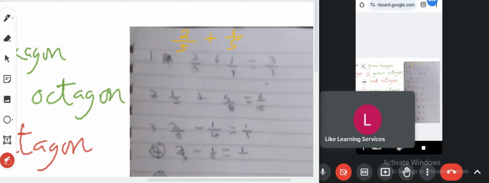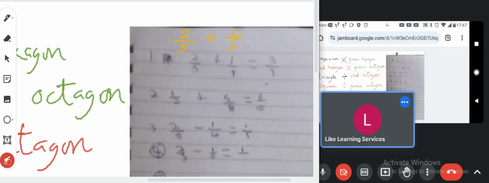Yes. The upper one is called the numerator. Do you know that? Yes. The lower one is called what? Numerator. No, the lower one is called what? Denominator. Yes, the upper one is numerator. Okay, so you have 2 over 5 plus 1 over 5.